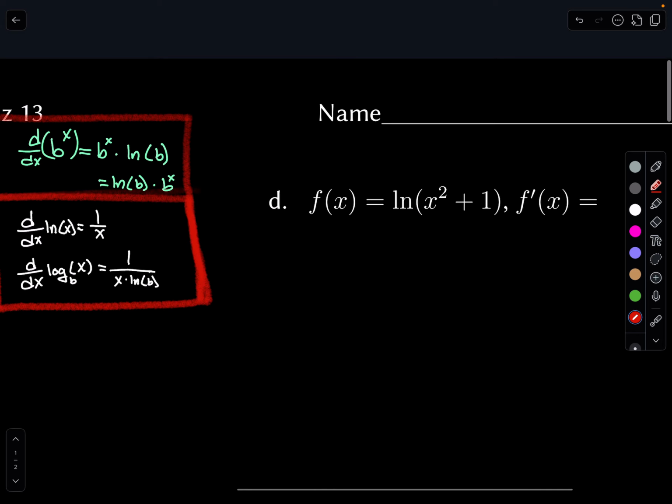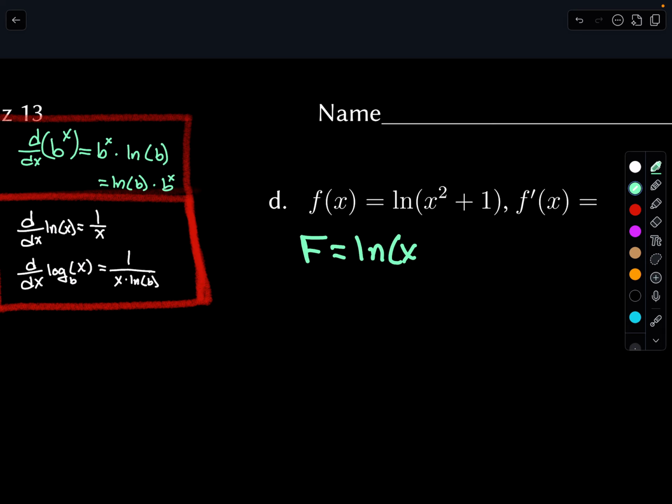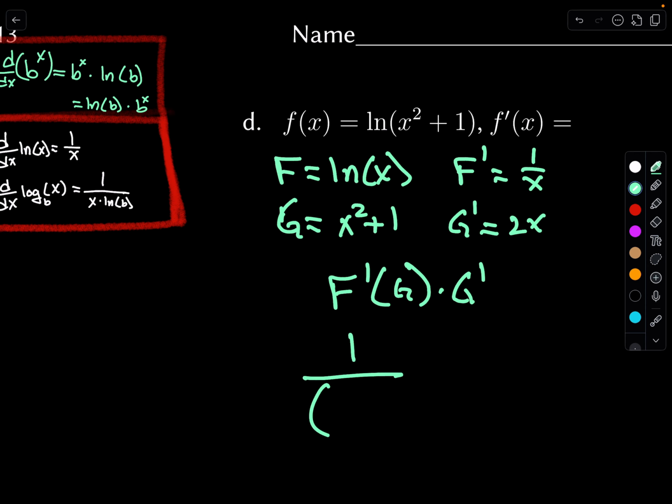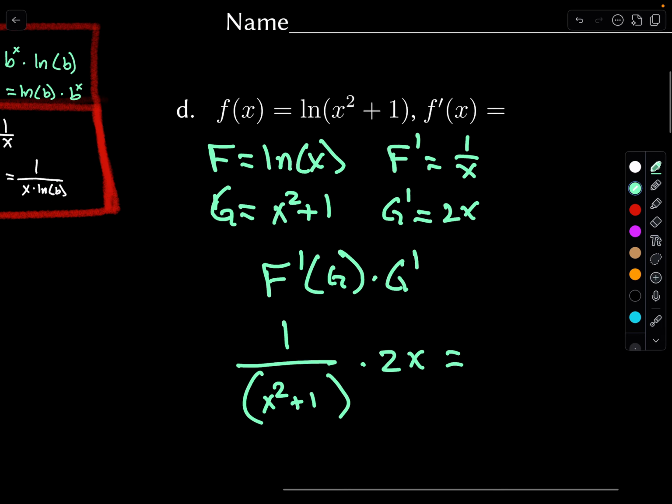So over here, this is a chain rule, obviously. Hopefully you can recognize that. And so the outer function is the natural log of x. The inner function is x squared plus 1. f prime is 1 over x. g prime is 2x. And so f prime evaluated at g times g prime looks like this. 1 over something, and that something happens to be x squared plus 1, times 2x. And we could clean this up.